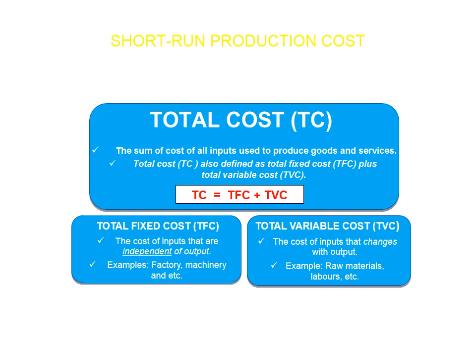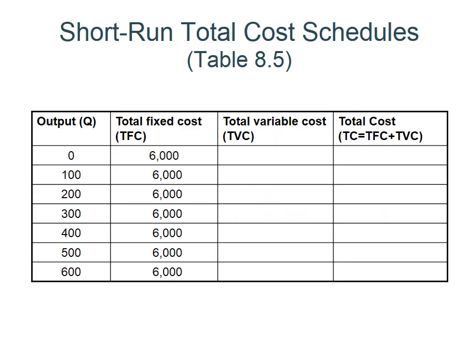Now coming to the short run production cost, we have the total cost. It consists of total fixed cost and total variable cost. I have already explained what they are. Now coming to total fixed cost, as I said, total fixed cost remains fixed at all levels of output. Whether you produce 100 units, 200 units or 600 units or 0 units, you have to pay rent, you have to pay interest, and it remains fixed.